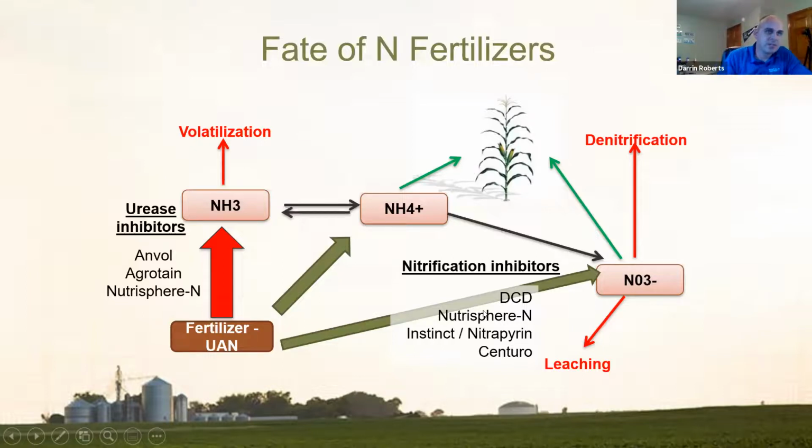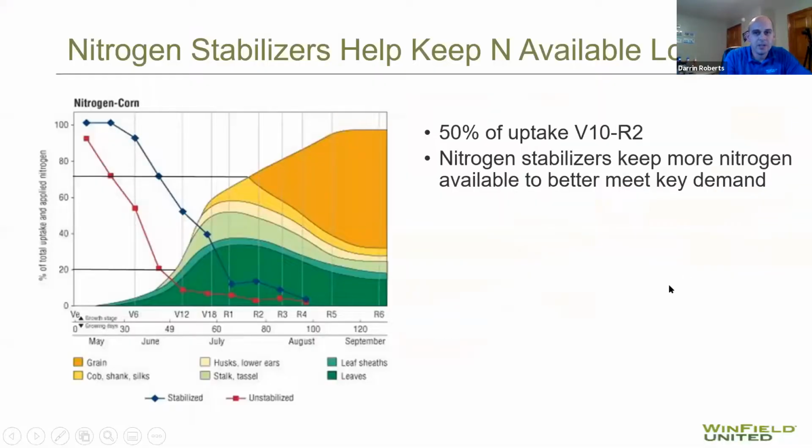Some of the different nitrification inhibitors on the market, DCD would be one. A lot of the DCD products, we're not necessarily applying at a high enough rate to do a good job of inhibiting that conversion. And then there's other products as well. Nutrisphere would be one. The nitrapyrin products: Instinct, N-Serve, as well as Centuro from Koch. These all fall under this nitrification inhibitor category, okay?